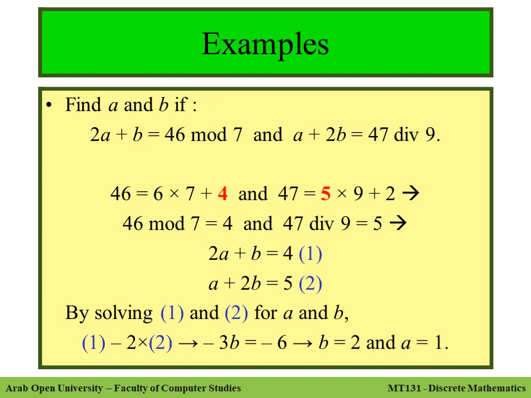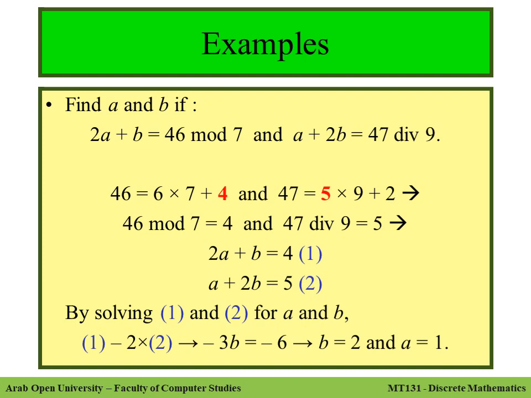The second equation, the right hand side is equal to 47 div 9. Here we're looking for the quotient when we divide 47 by 9. 47 divided by 9 equals 5, and the remainder will be 2. So you can then replace 47 div 9 by the quotient, which is equal to 5. Then in the second equation, the right hand side becomes 5.